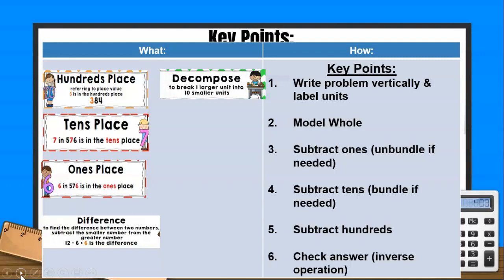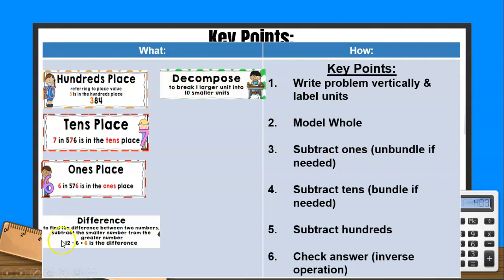So let's talk about what important concepts we need to learn today. We'll be learning about hundreds, tens, and ones. We already know that those are values. Those are numbers that have a value. And today we're gonna learn 2 new words. The first word is decompose. And decompose is the same thing as bundle. You need to break one larger unit into 2 smaller units.